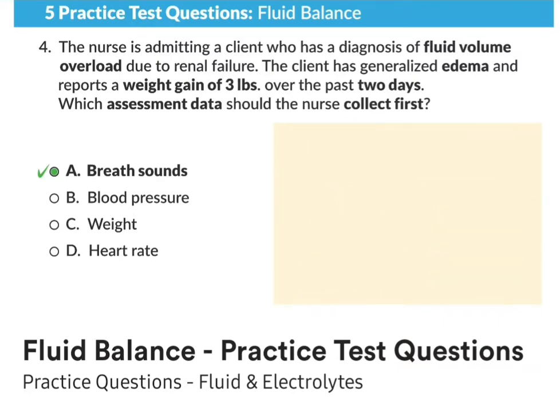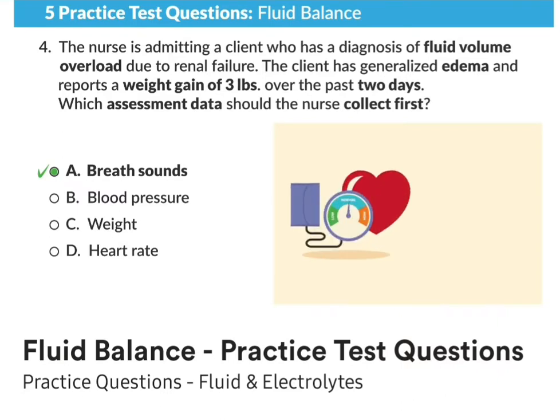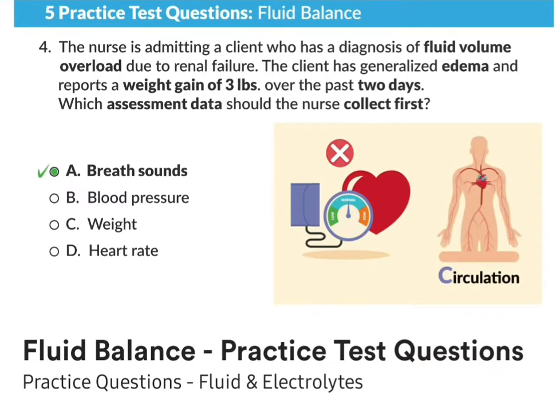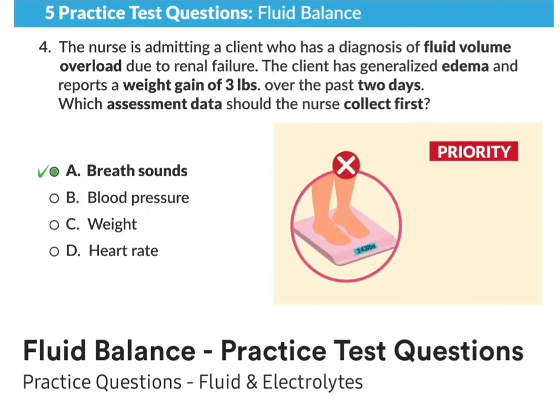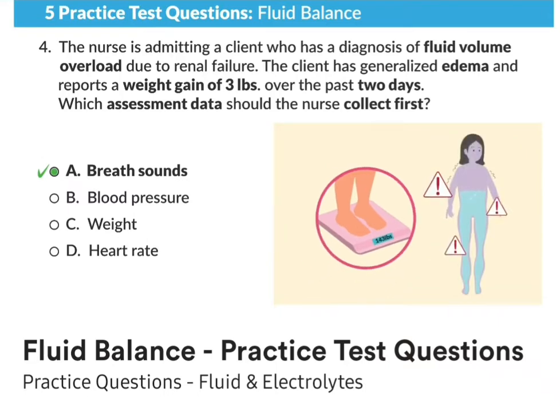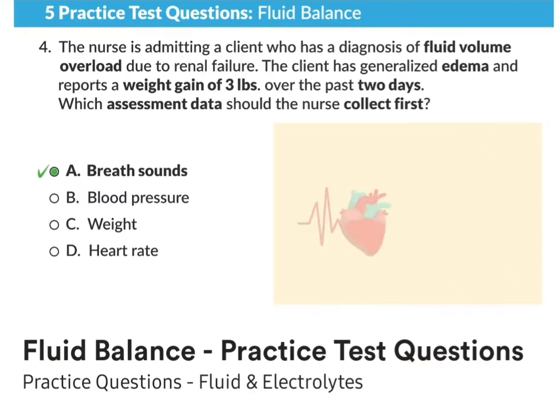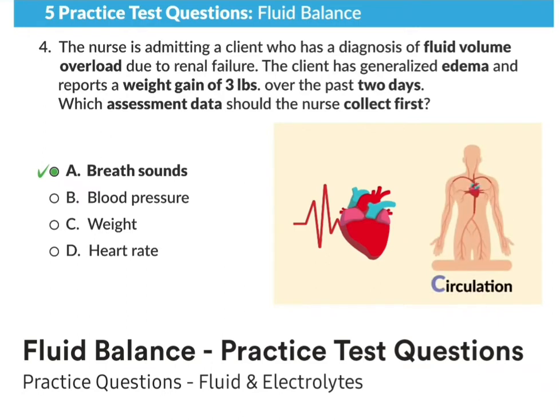Now, B, C, and D are all incorrect, but let's break it down. So B, the blood pressure. This one was very close, but it's incorrect. This is a circulation assessment. So if there were no options for airway and breathing, then this would be the assessment to do. And C, weight is not the priority over breath sounds. But daily weights are very important to assess because remember, when weight gain, we have water gain. And D, the heart rate. Again, this is a circulatory assessment, so it's incorrect because it doesn't take priority over breathing.